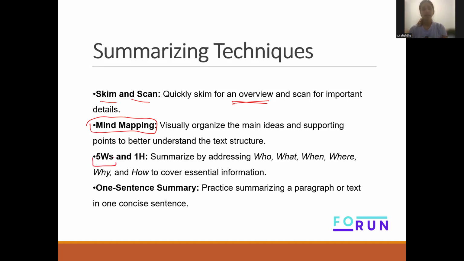Then we have 5 W's and 1 H. So 5 W's is basically like asking questions. Who, what, when, where, why, and how. So 5 W's essentially are: who was doing this, what was he doing, when was he doing, where was he doing, and why was he doing something, right? And how did he do it?